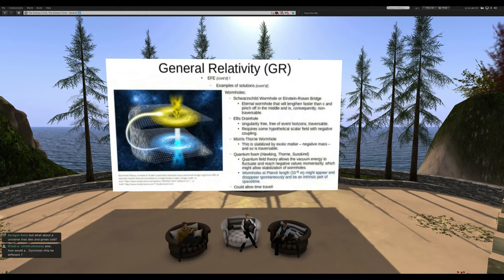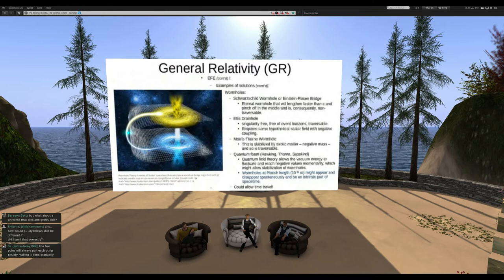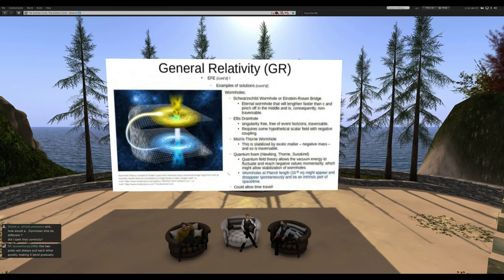Other solutions. These are particularly interesting solutions here. This is a wormhole. There are wormhole solutions, different wormhole solutions. The idea is you have two black holes connected through space-time, a shortcut through space-time. So it's supposed to be shorter than going all the way around here.